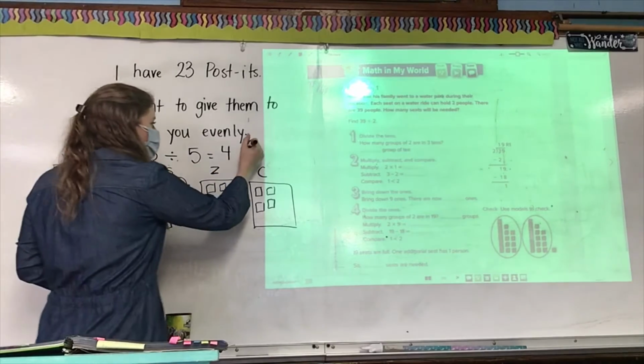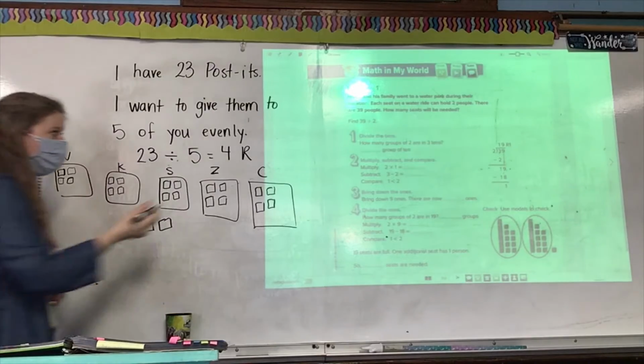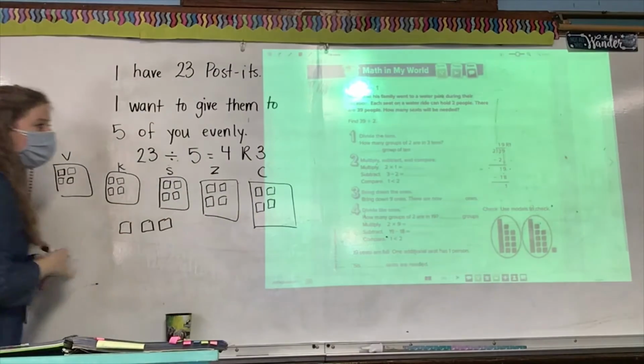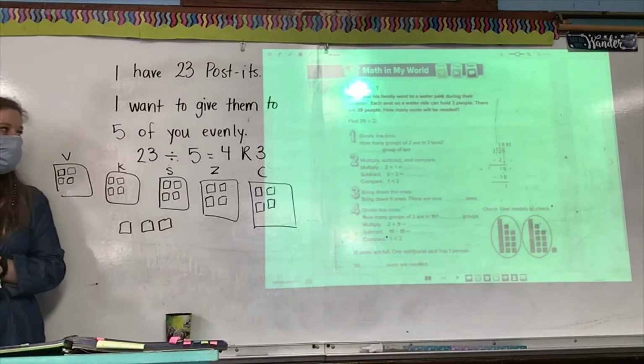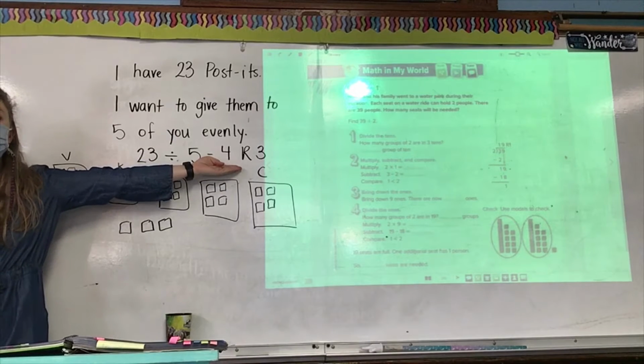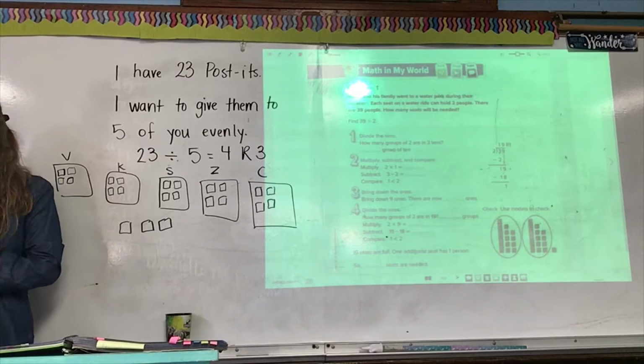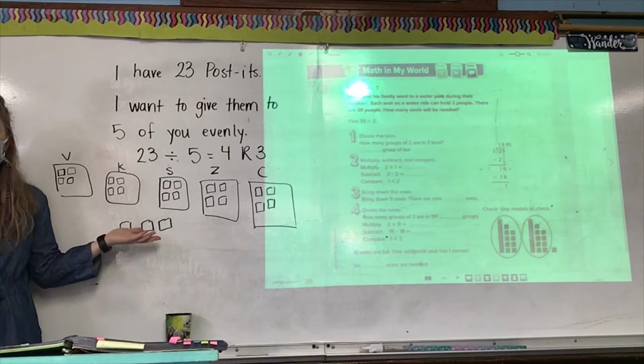I write capital R, and then I write 3. So that means 23 divided by 5 is what, class? 4 remainder 3. 4 remainder 3. So that was just modeling.